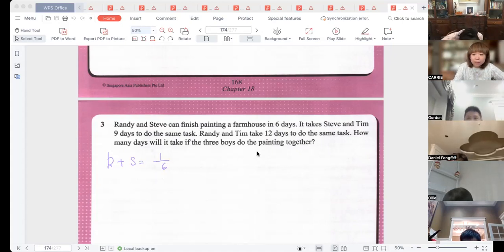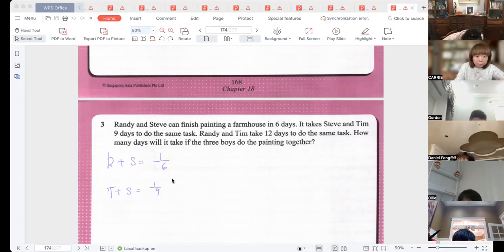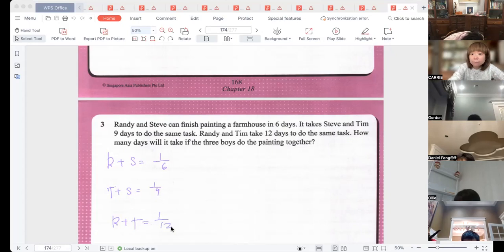Okay, so it takes Steve and Tim 9 days to do the same task. So Tim plus Steve equals 1/9, correct? Randy and Tim take 12 days to do the same task, right? So Randy plus Tim equals 1/12, correct?